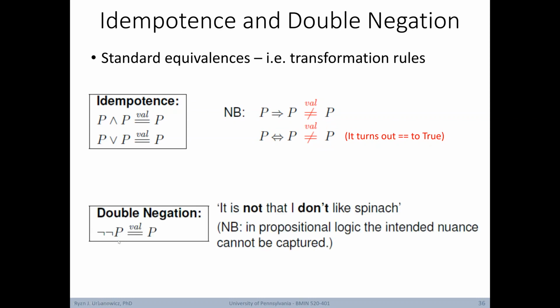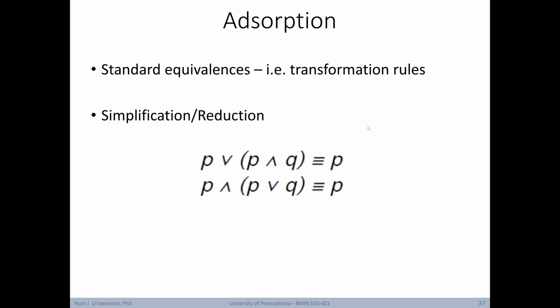Double negation is also straightforward. If you have two negations next to a P, they can be reduced to P alone. Basically it's a double negative, like "it is not that I don't like spinach" means the same thing as "I like spinach." Our next equivalence is absorption. This is also known as simplification or reduction. There's a slight mistake here. This symbol is meant to represent equivalence and not a biconditional. In this example, we have P or (P and Q), which is equivalent to just P alone. When we have P and (P or Q), this is also equivalent to P.